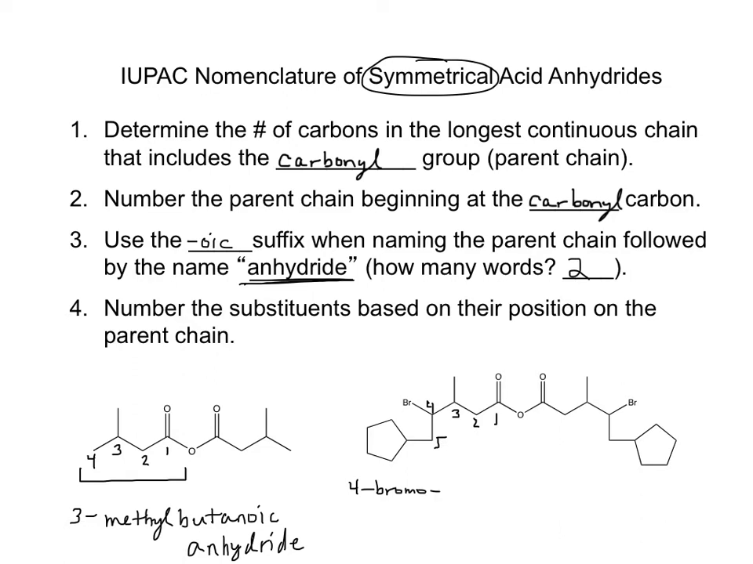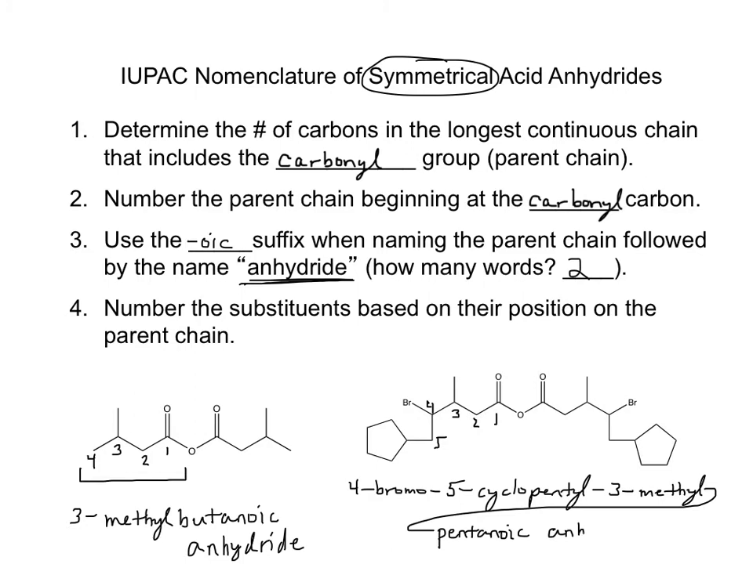And then we have our cyclopentane at number 5. So we're going to go 5-cyclopentyl. There's a methyl at 3. And we'll have a 3-methyl. And that's it for substituents. Now it's 5 carbons, so it's based on pentanoic acid. And so we're going to put on the pentanoic. It would be attached to methyl, but I'm out of room, so we're going to just move over there. So it's pentanoic, a space, and the word anhydride.